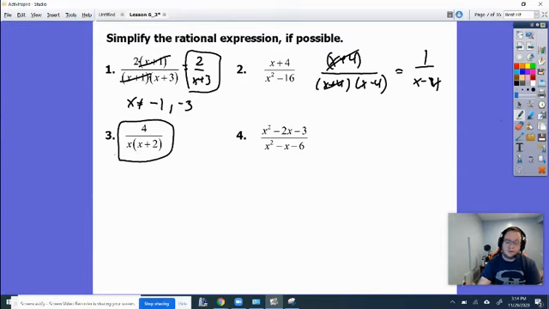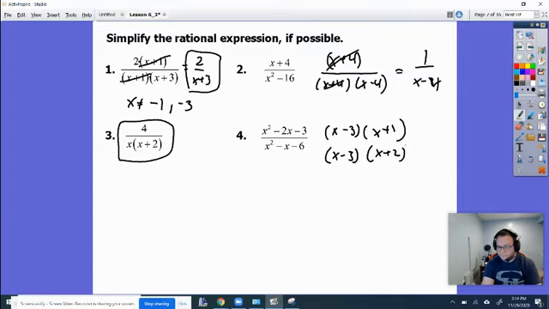Here, can't do anything. So I'm just going to leave it. Here, this factors into x minus 3, x plus 1, over x minus 3, x plus 2. Okay, so the x minus 3's cancel. I'm left with x plus 1 over x plus 2. Can't cancel out those x's, can't do anything, so I'm done. And my excluded values here would be 3 and -2 if I needed them.